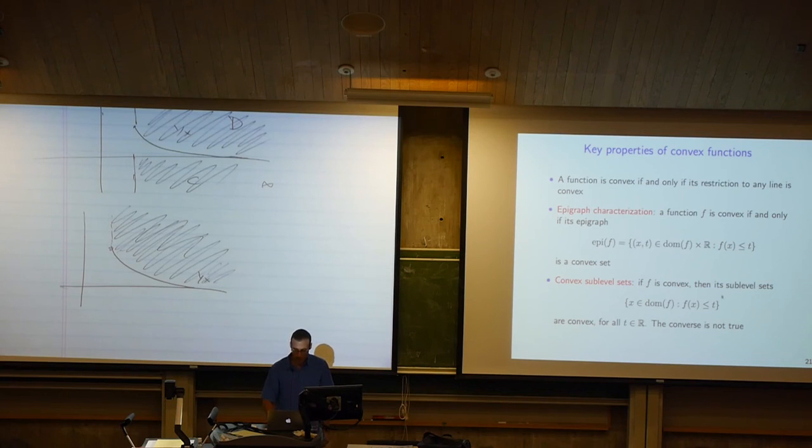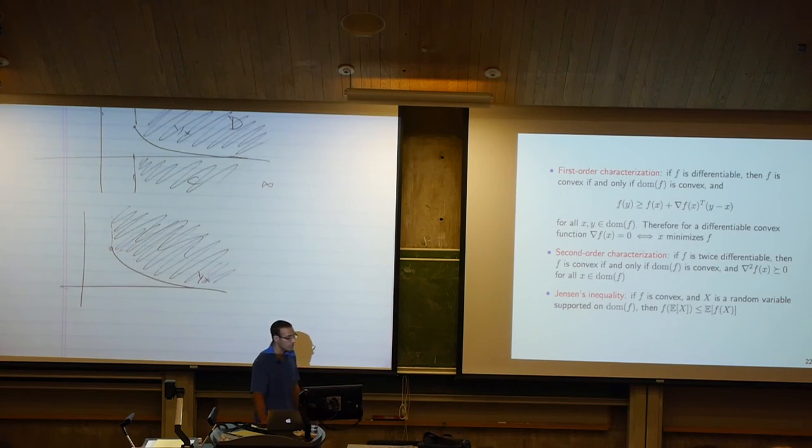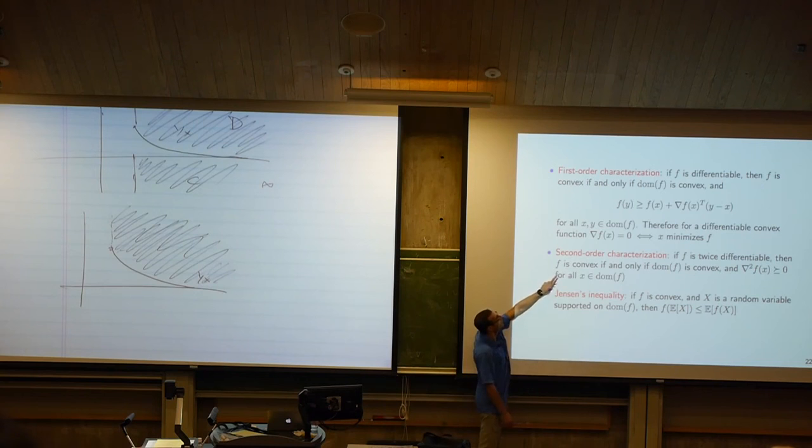If f is convex, then its sublevel sets are convex. The converse is not true, so I'll let you think about that one as well. I'm going to keep moving on because we push up against the end of time. Here are very, very important properties. These are ones I want to stress.